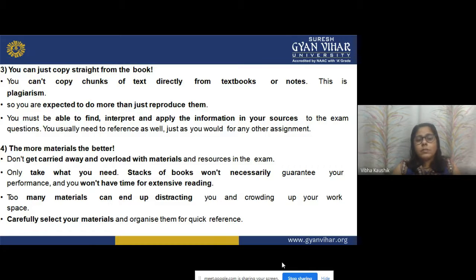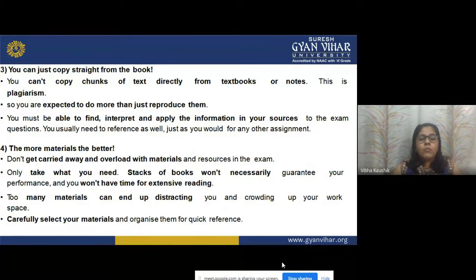This comes under plagiarism, that you do not copy each and every word from the textbooks or the notes available to you. So you are expected to do more than just reproduce them. As a learner, as an examinee, you have to do more than just reproducing the information that is available in the textbooks or the notes that are available to you.